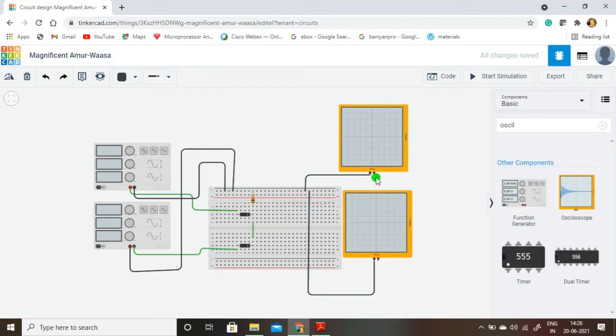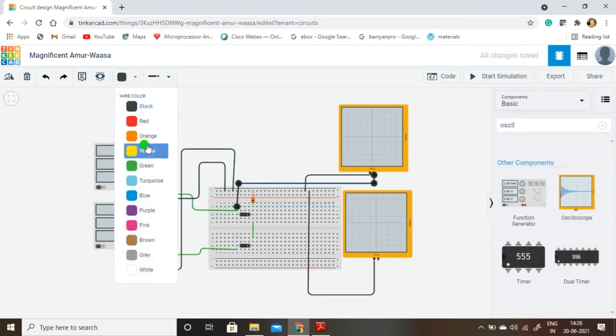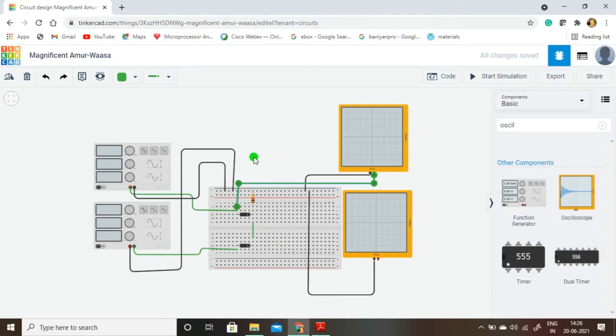Okay, next this positive terminal is connected to any one of the input sources. This oscilloscope is used to measure the input signal. This oscilloscope is used for measuring the output signal.